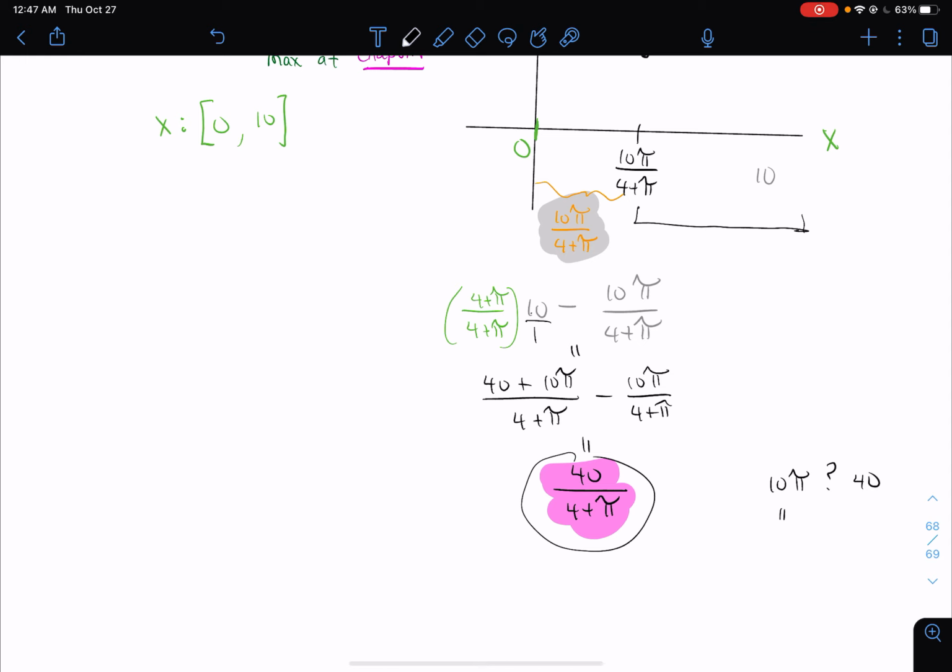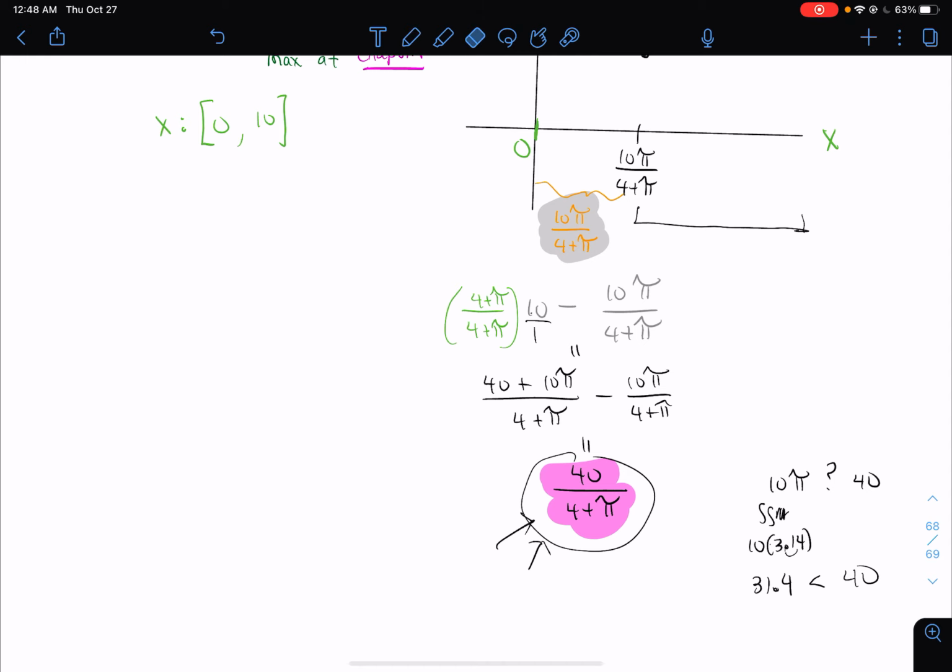So pi is about 3.14. So this is approximately 10 times 3.14. And if I multiply by 10, it moves the decimal over one spot. So I'll get 31.4. So the 10 pi, that numerator, is about 31.4. That is definitely smaller than the 40. Which means this distance wins. This distance is the bigger distance.